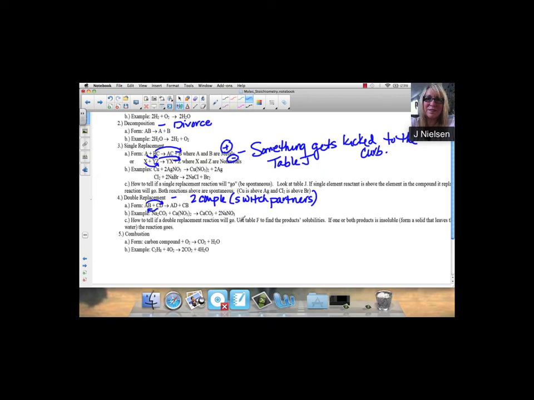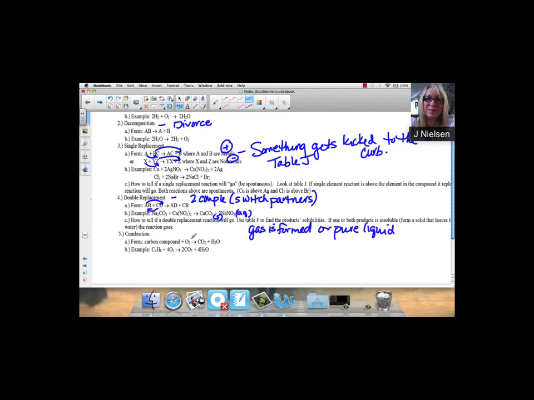How do you tell if a double replacement reaction will go? How do I know if this reaction will take place? You're going to use Table F. If one or both of the products is insoluble, then the reaction goes. So this is aqueous, but the CaCO3 is going to form a precipitate. The reaction will also go to completion if a gas is formed or a pure liquid, like H2O.